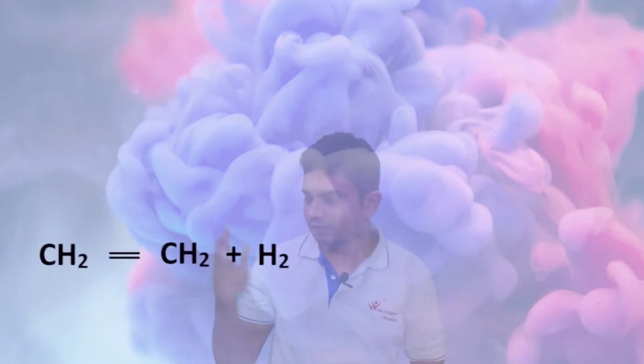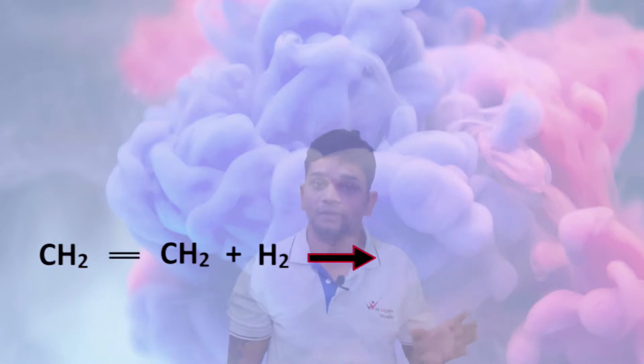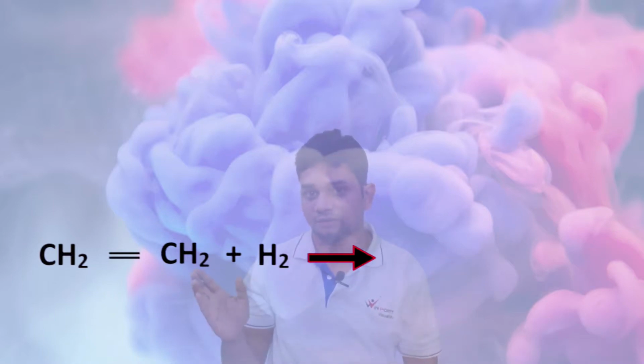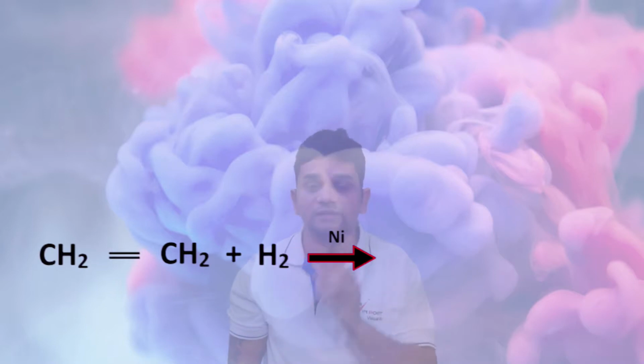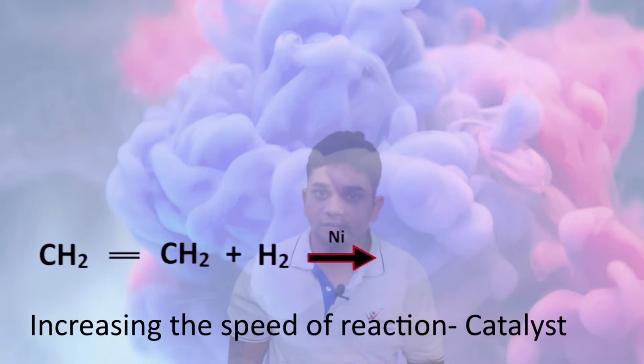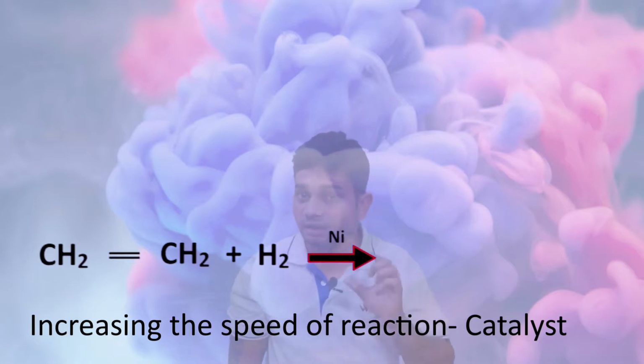Now, let's write the complete equation. CH2 double bond CH2 plus H2 gives what we are going to get after the reaction. Here we are marking the transfer of hydrogen in the presence of nickel. What is the role of nickel here? Ni is nickel. Nickel is a catalyst. A catalyst will increase the rate of reaction. That's the role of this nickel.